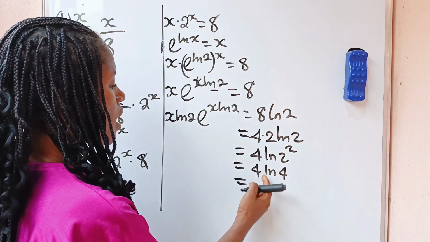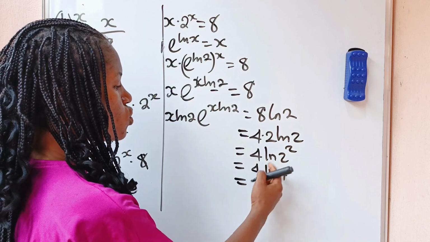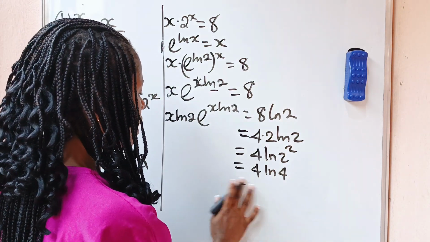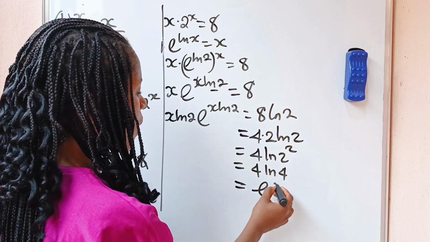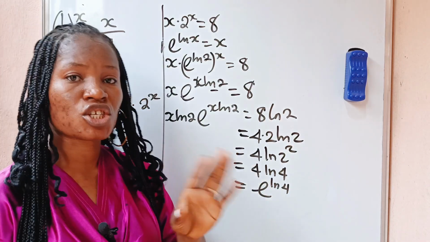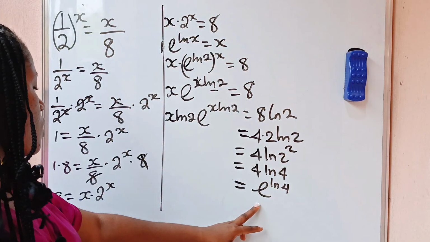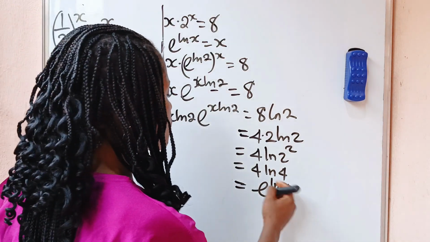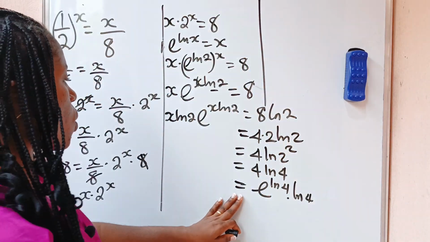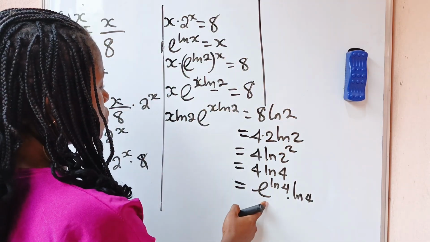But we need to have the same thing here, and we need to introduce e. So we are going to introduce e here by saying that e to the power of ln 4 is the same thing as this 4. So we have not actually changed anything. So we have e to the power of ln 4 multiplied by this ln 4. Okay, let me copy this and continue with this.